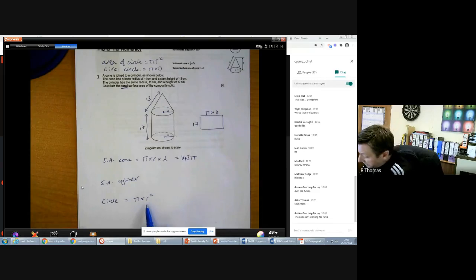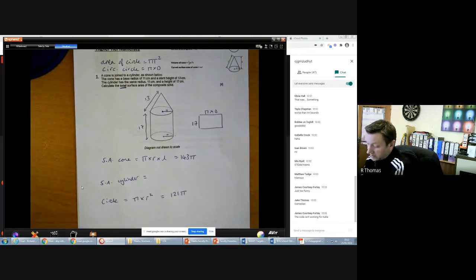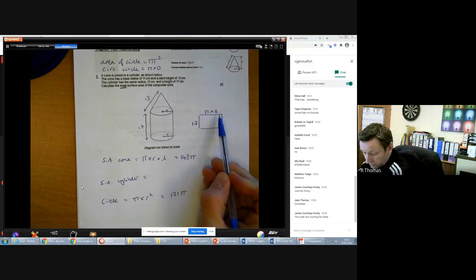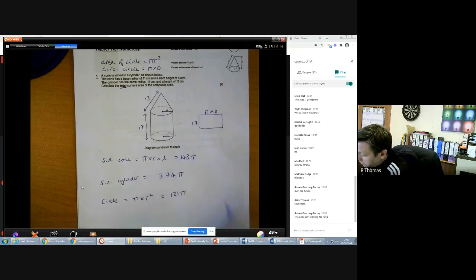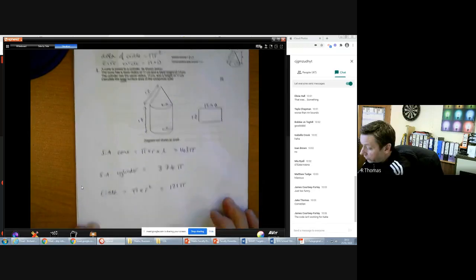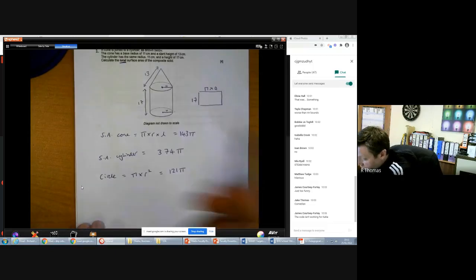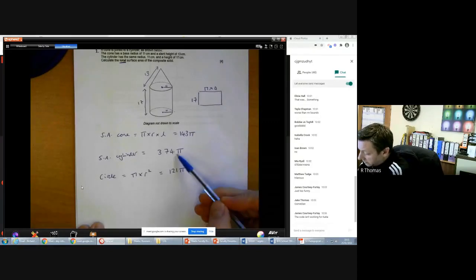So it's this rectangular bit in the middle. The diameter is 22, double 11. 22 times 17 is 374 pi. And if I add all three of those up, that'll give me the total surface area in terms of pi. I think I've got 638 pi centimeters squared.